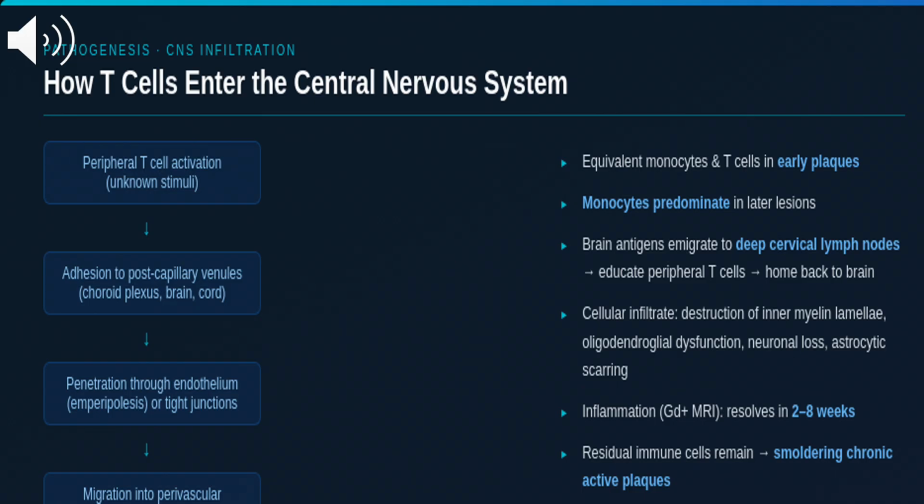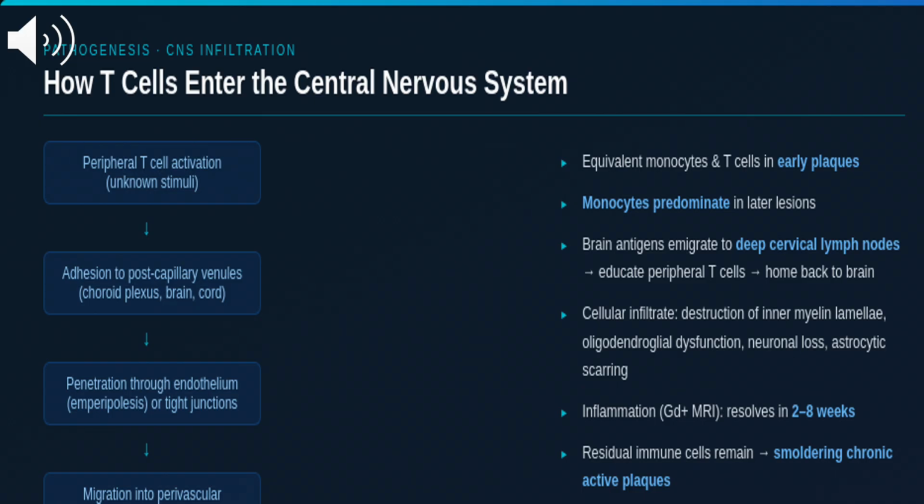Once adherent, T cells penetrate via two routes. They can pass directly through endothelial cells in a process called emperipolysis, essentially being engulfed and transported through the cell, or they can breach the tight junctions of the endothelium after matrix metalloproteinases digest the connections between cells. This step is also blocked by IFNB therapy, which reduces matrix metalloproteinase secretion. Once inside, T cells migrate into perivascular brain parenchyma and form the plaques that define MS histopathology.